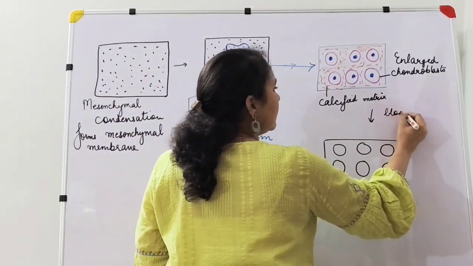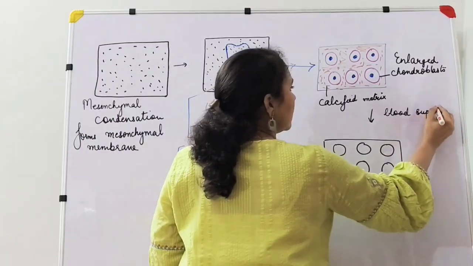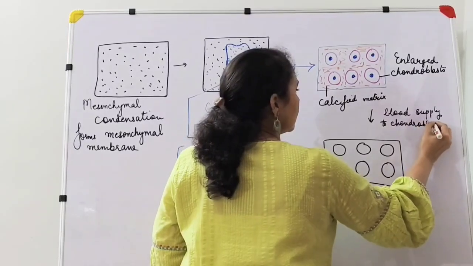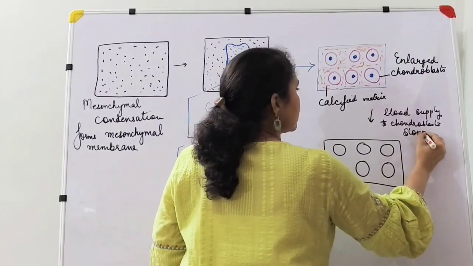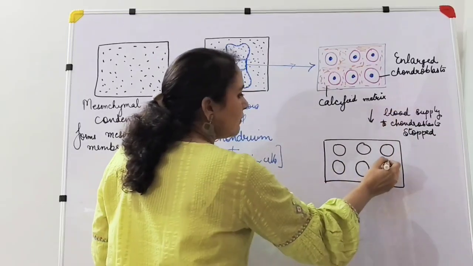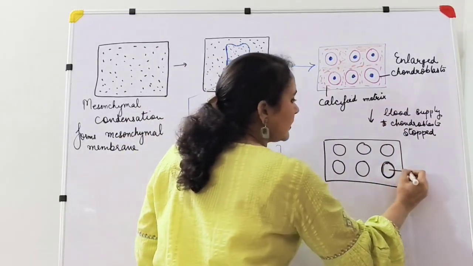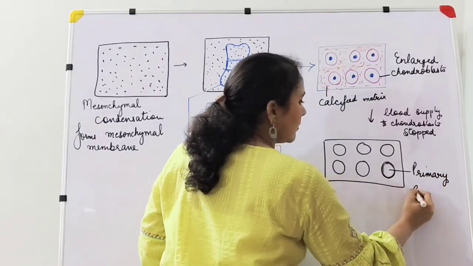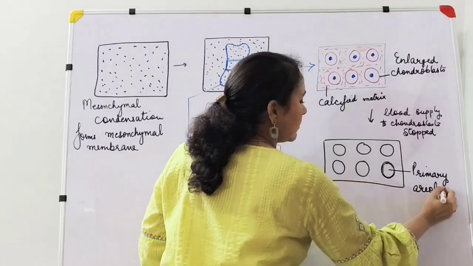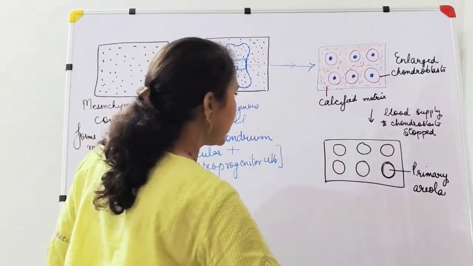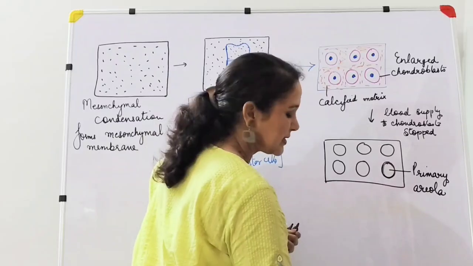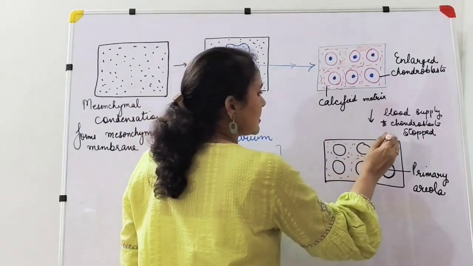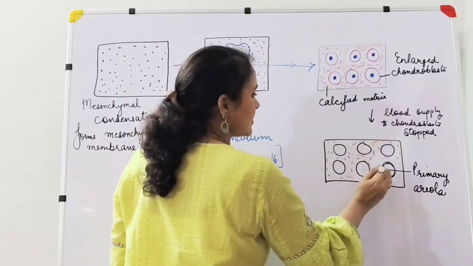The blood supply to the chondroblasts stopped. So the chondroblasts died, leaving behind empty spaces, and they are known as primary areola. Areola means an empty space. So leaving behind empty spaces, that is primary areola, and this is again the matrix around the empty spaces.